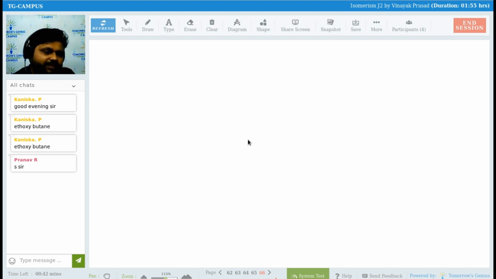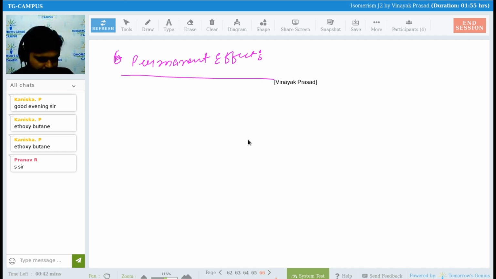So inductive effect, guys. What is this inductive effect that we are going to see? First of all, this is a permanent effect. Inductive effect is a permanent effect. We are going to see how this occurs and what is happening in this case. Guys, try to understand here. There are two types of inductive effect: one is plus I and the second one is minus I.